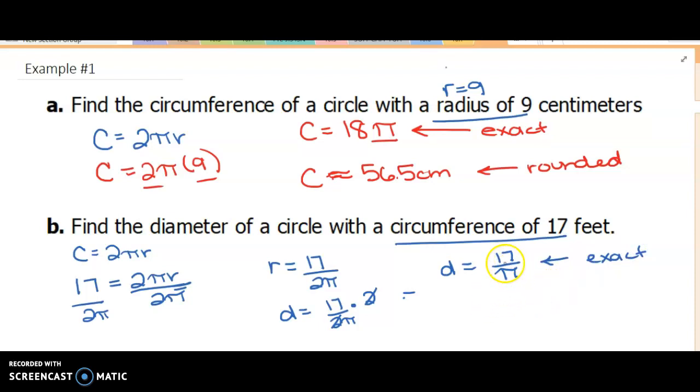If I want rounded, I would put this 17 over pi into my calculator, and I would get roughly 5.4 feet, and this would be rounded.